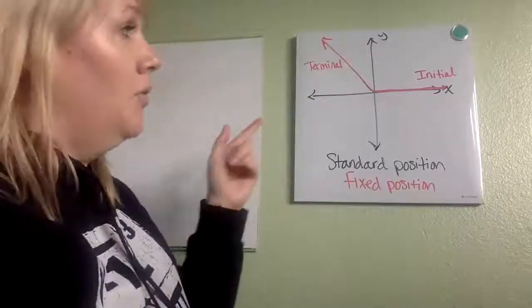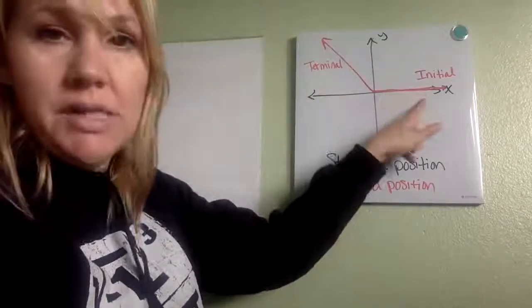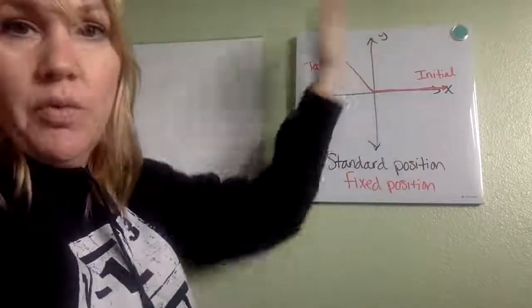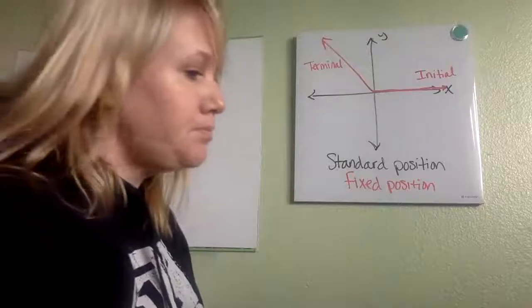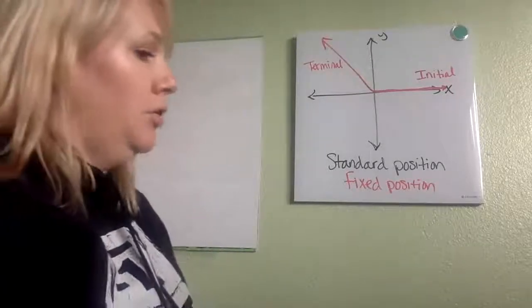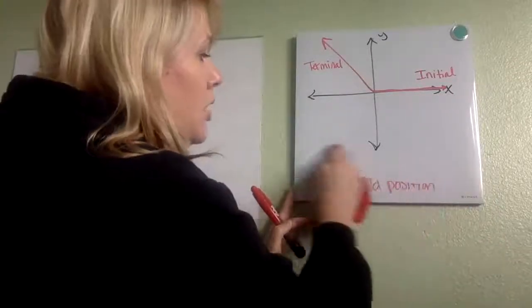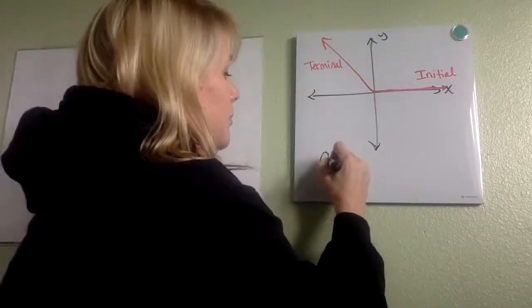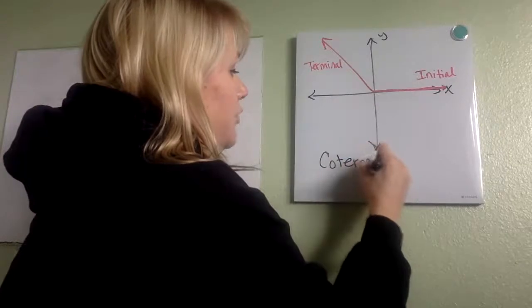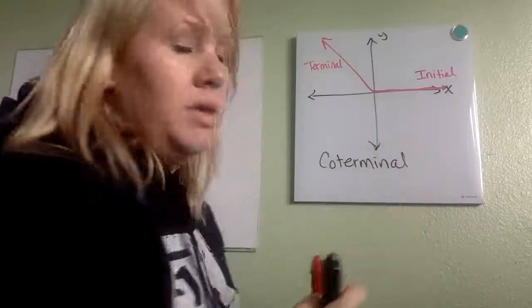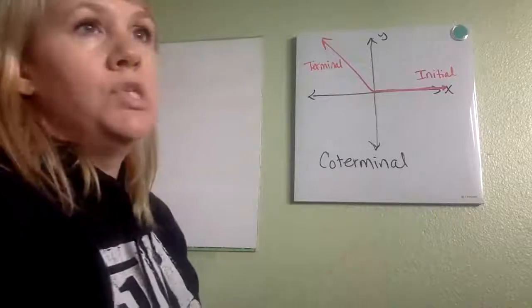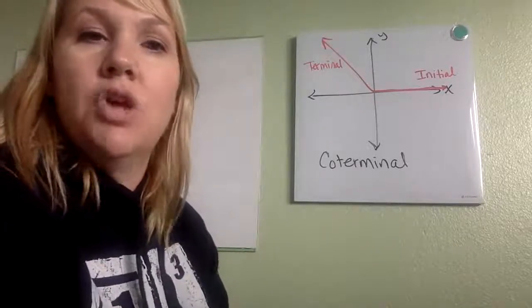So that's an angle in standard position with the initial side glued to the positive x-axis, and the terminal side is the one that opens to create the angle. So coterminal, erase these two. This section is full of a bunch of vocabulary that we need to cover about angles. So coterminal means two angles that have the same terminal side.